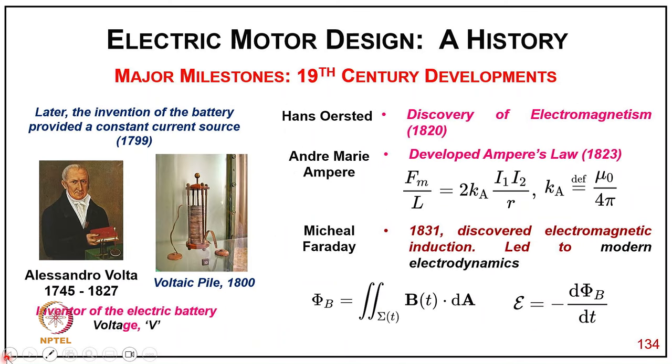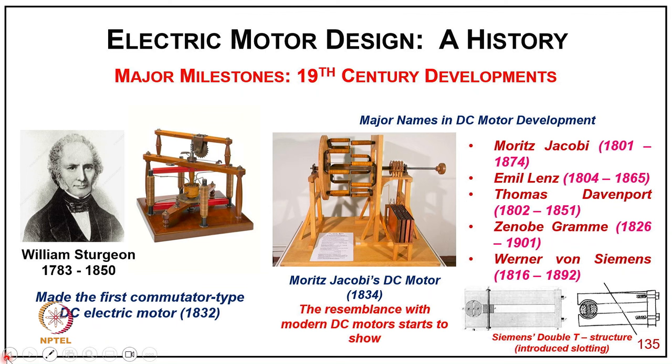Later, of course, in the 19th century, the invention of the battery provided a constant current source, by Volta. Then came the discovery of electromagnetism and Ampere's law by Andre Marie Ampere. And Michael Faraday, of course, discovered electromagnetic induction in 1831, which led to the modern electrodynamics principle, with flux and induced EMF.